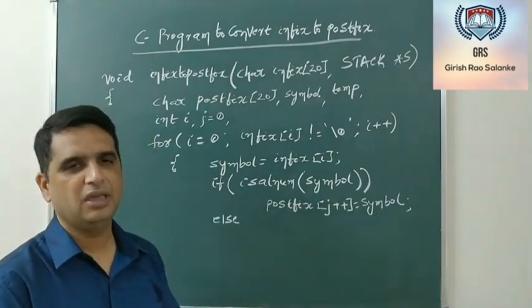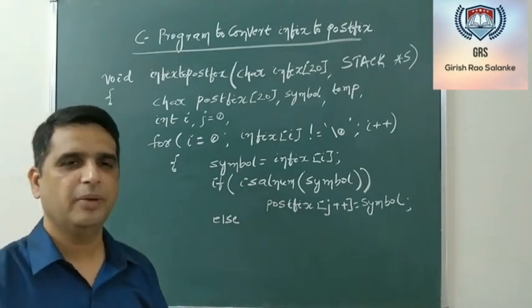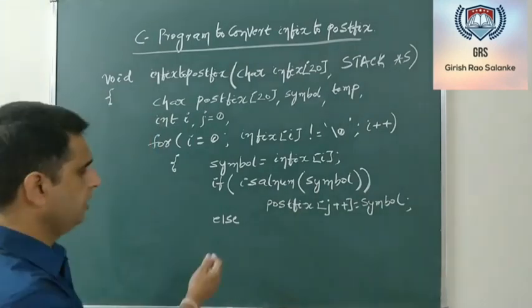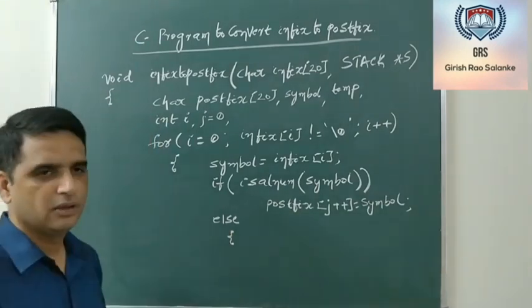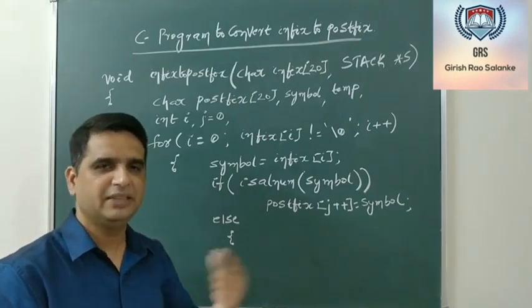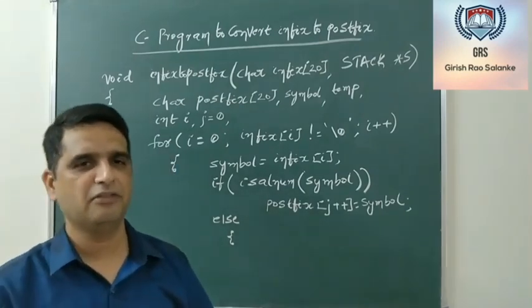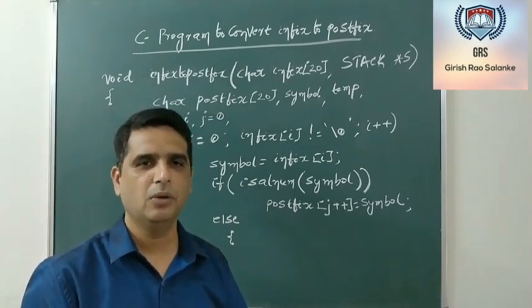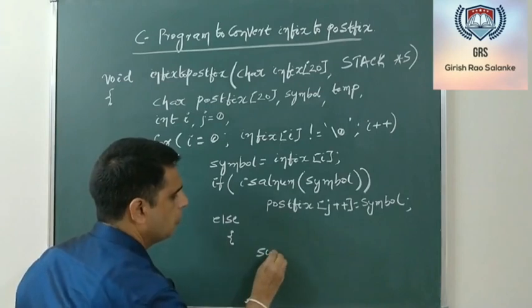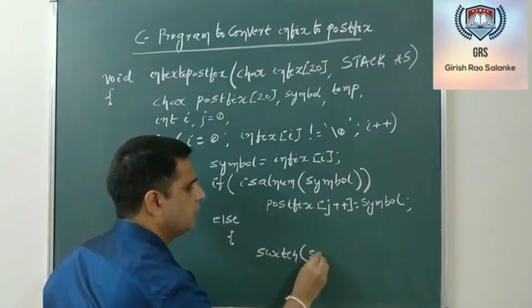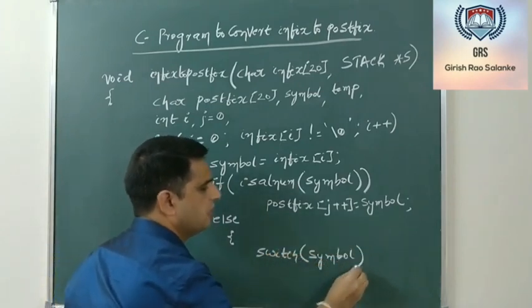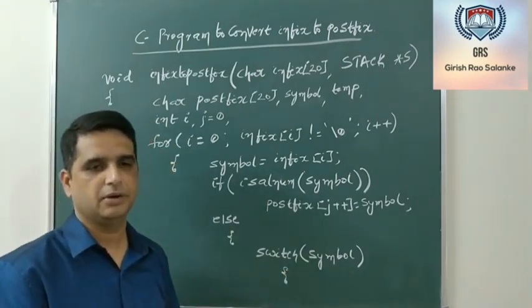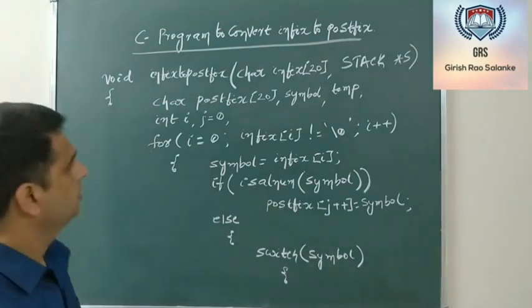If the scan symbol is an operator, if the scan symbol is a left parenthesis, if the scan symbol is a right parenthesis, what do we need to do? Coming to this else part, I will open this else part. With the help of a switch statement, I will take the decision: what needs to be done with respect to left parenthesis, right parenthesis, and operator. So else, switch on symbol. Now I will open this switch statement.